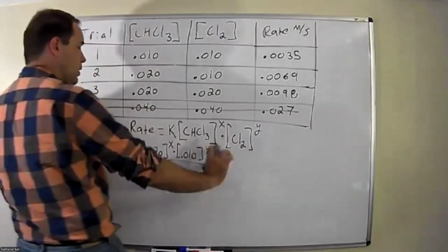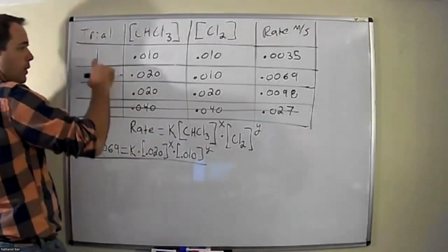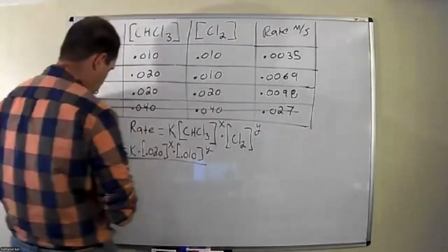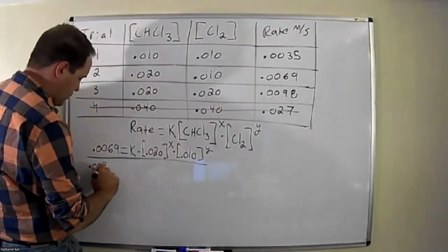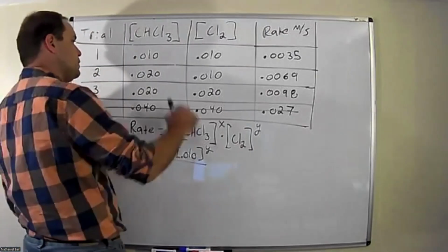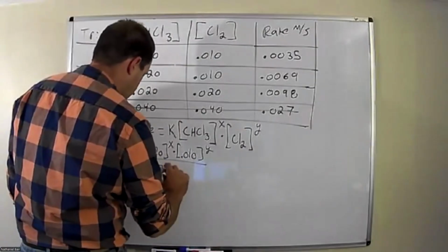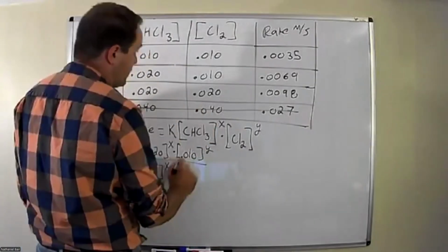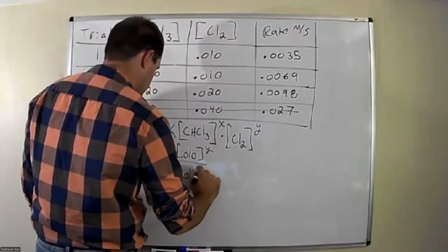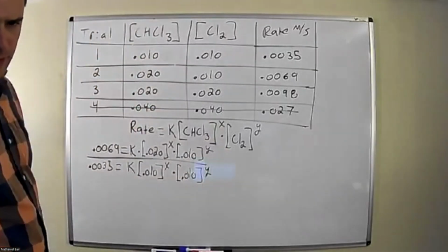So that's my rate law for trial 2. And now on the bottom, I want to put the rate law for the other one, which is trial 1. So that's going to be the rate for trial 1, 0.0035 equals K, some constant, times the concentration of chloroform in trial 1. So that's 0.010 to the X, times the concentration of Cl2, 0.010 to the Y. Take a second, catch up there, and we'll talk about what's going to happen mathematically here.